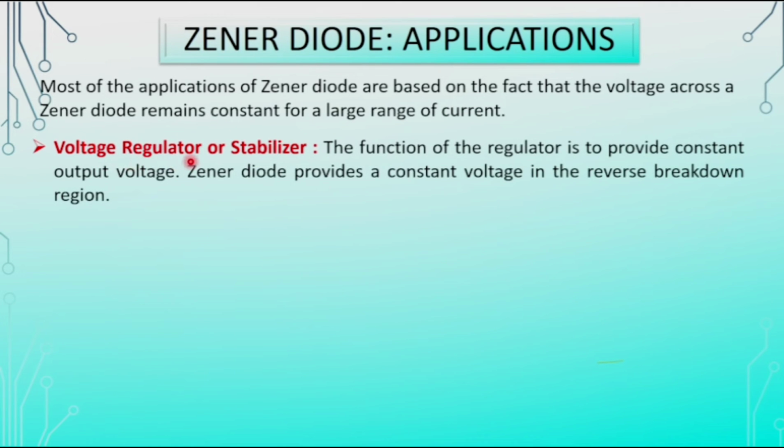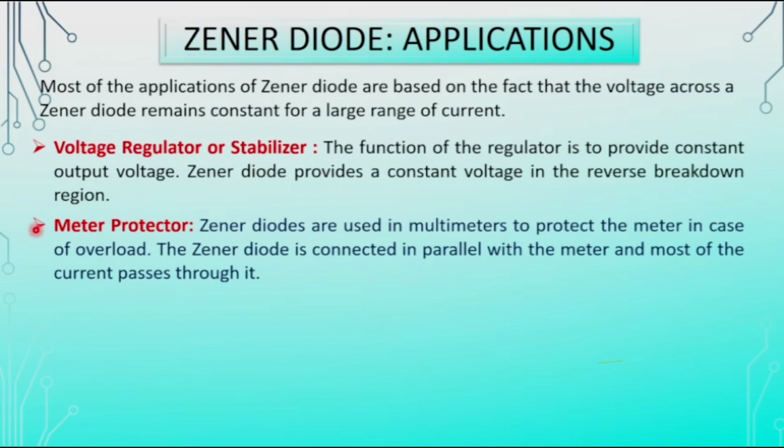It is used as a voltage regulator or stabilizer. The function of a voltage regulator or stabilizer is to provide a constant output voltage, right? All of you might be using stabilizers at your home which provide us a constant output voltage. And here we have seen that the voltage across the Zener diode remains constant for a large range of current, and hence these Zener diodes provide a constant voltage in the reverse breakdown region, and that is the reason why Zener diodes are used as voltage regulators or stabilizers.